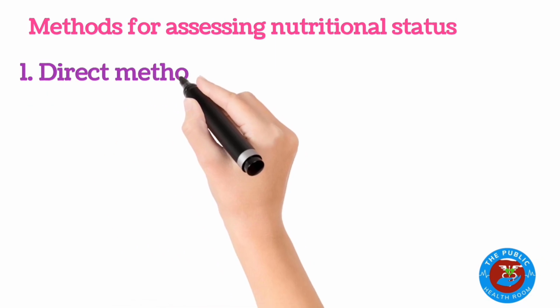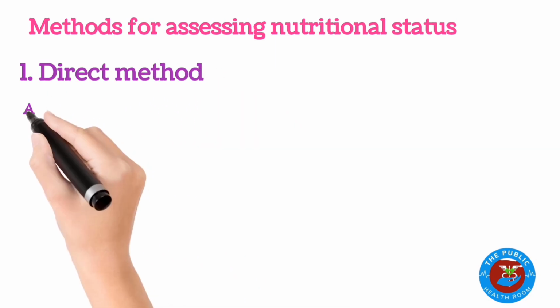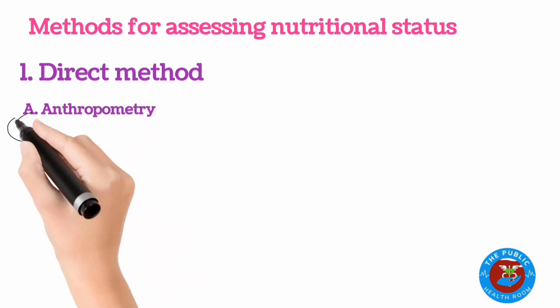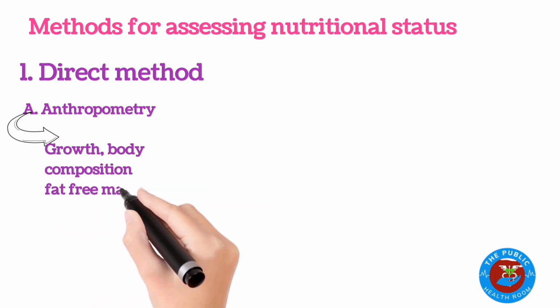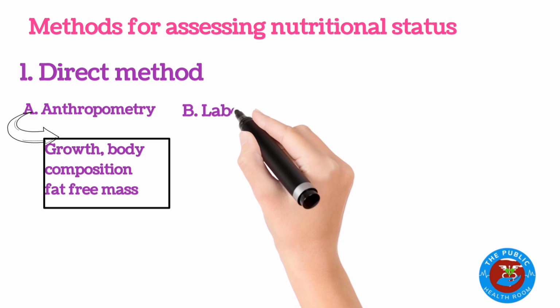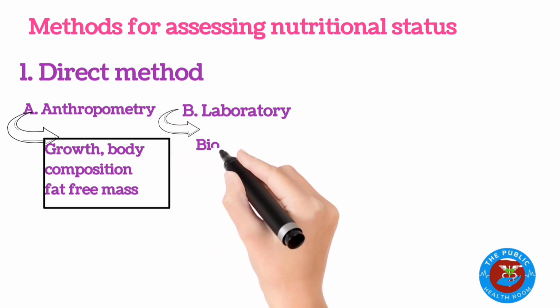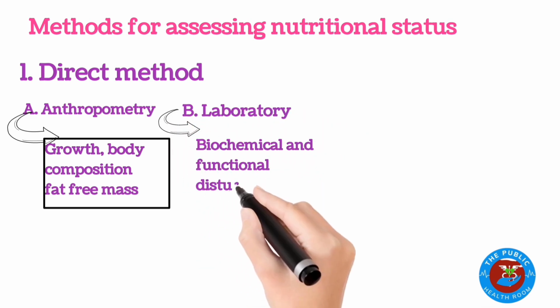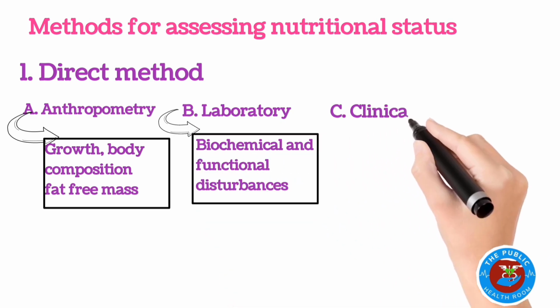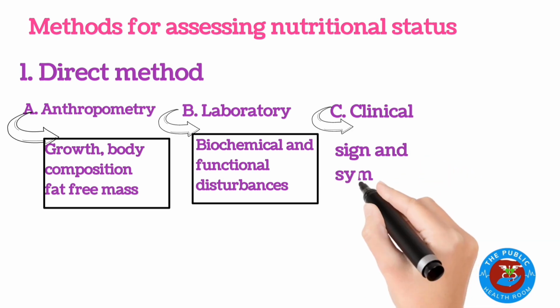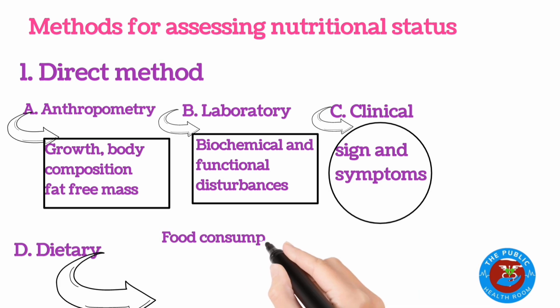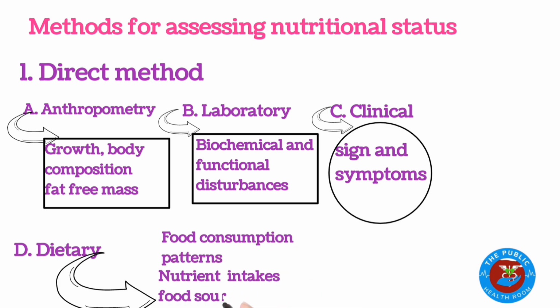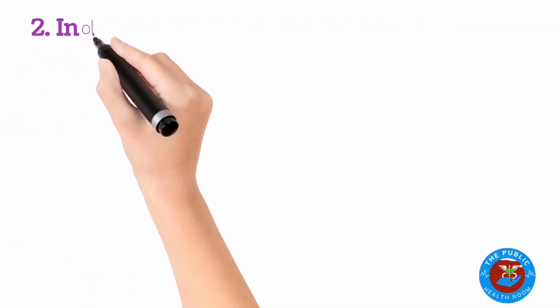Method for assessing nutritional status. There are two methods for assessing nutritional status: direct method and indirect method. Direct method includes anthropometry, which assesses functional disturbances of growth, body composition, fat, and fat-free mass. Laboratory identifies biochemical and functional disturbances. And the clinical method assesses the clinical signs and symptoms. The dietary method assesses risk of inadequate intakes, including food consumption patterns, nutrient intakes, and major food sources of nutrients.